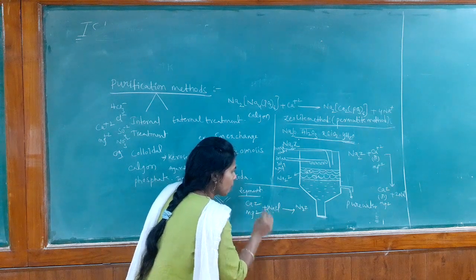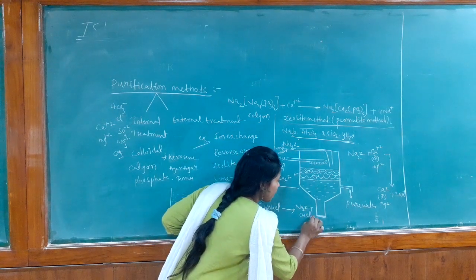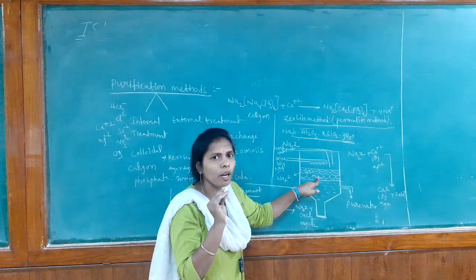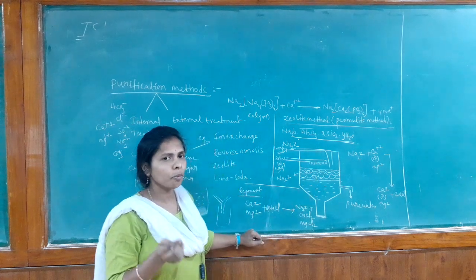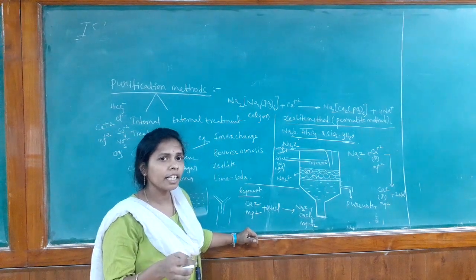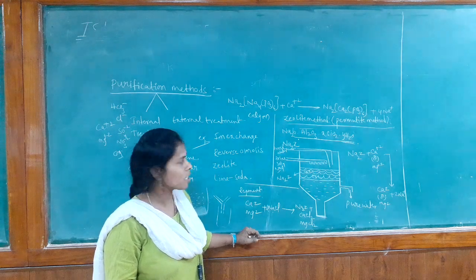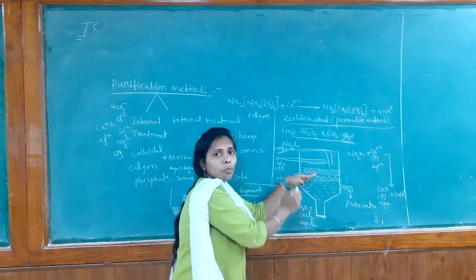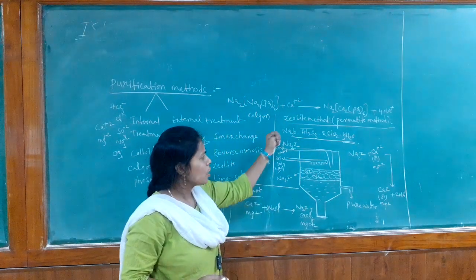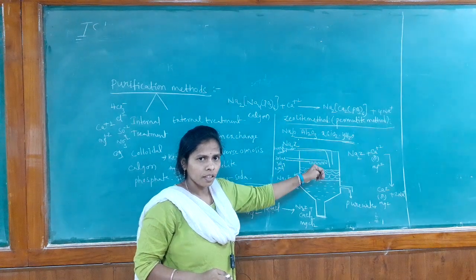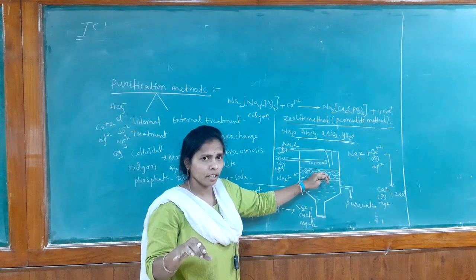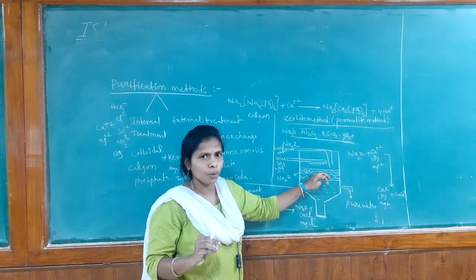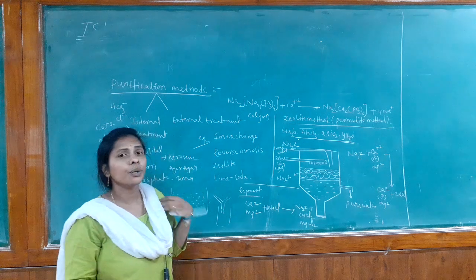CaCl2 and MgCl2 form as a precipitate. Calcium chloride and magnesium chloride form as a precipitate at the zeolite bed. This precipitate is not removed by filtration. It is removed by continuously washing with water. When we wash with water, all the precipitate is removed and we get the pure zeolite, that is sodium zeolite. So this is the zeolite method.